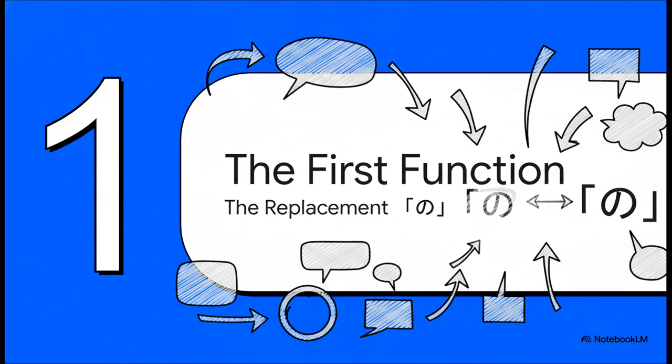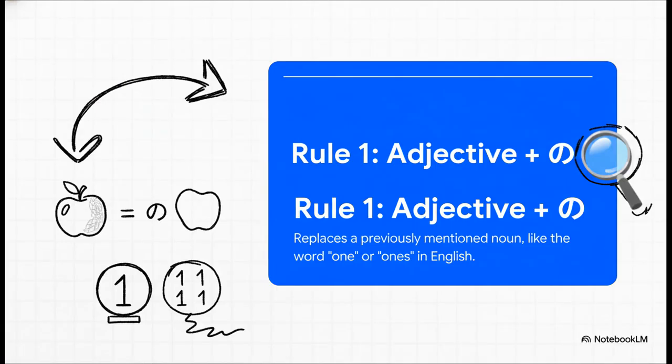Okay, let's dive into its first major job. The key here is to think of no not as something that adds meaning, but as a really clever tool for replacing something that's already been said. It's all about efficiency. And here's rule number 1, and it's a big one. When you stick no right after an adjective, it basically steps in for a noun you just mentioned. It works exactly like the English word one or ones, to keep you from sounding like a broken record.